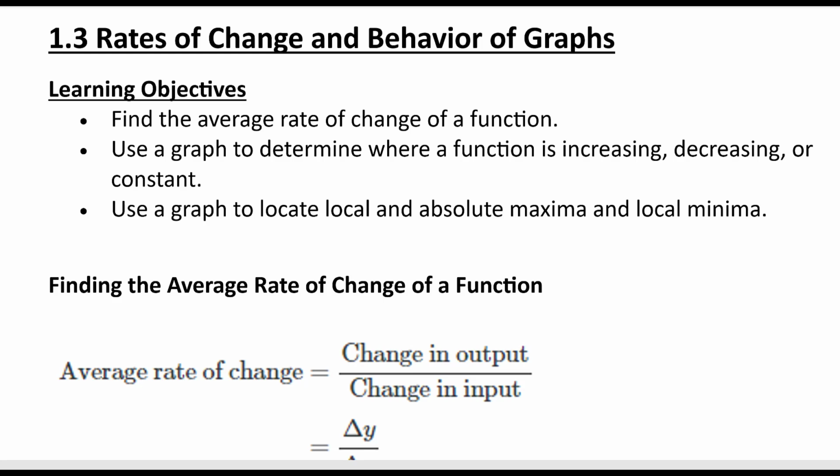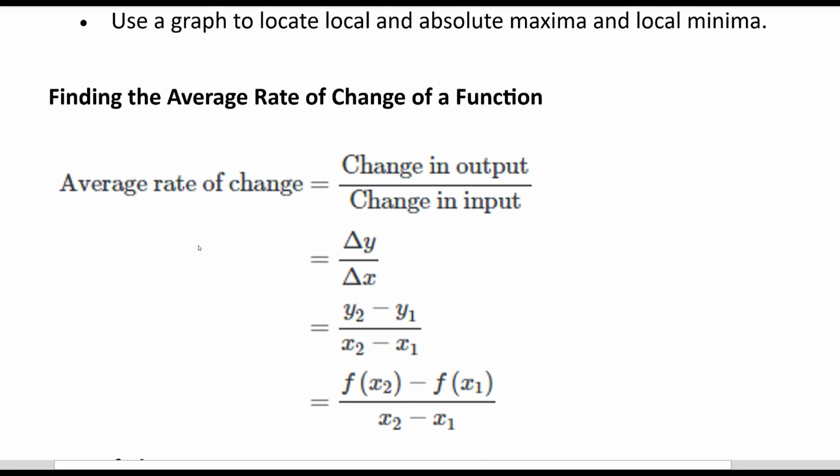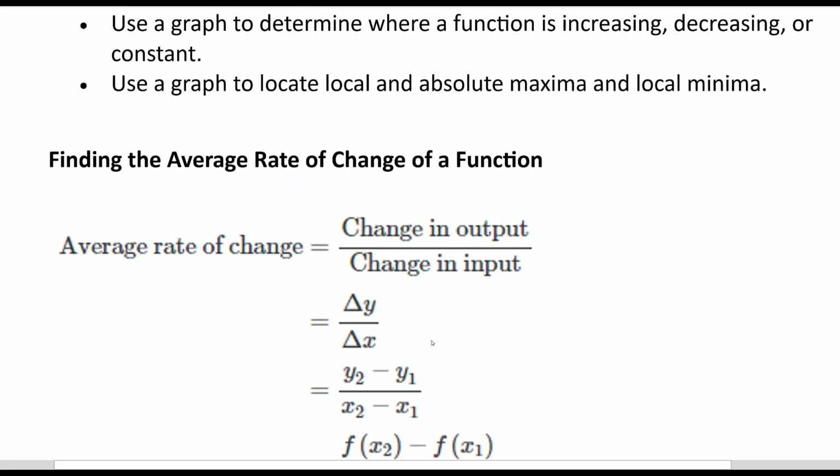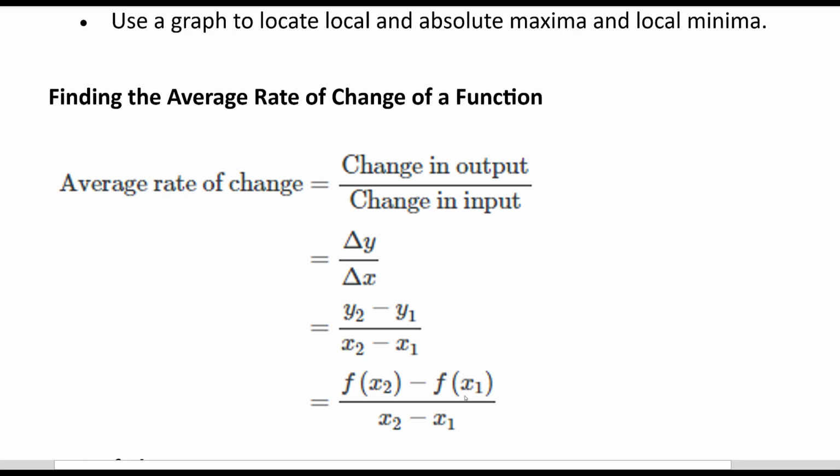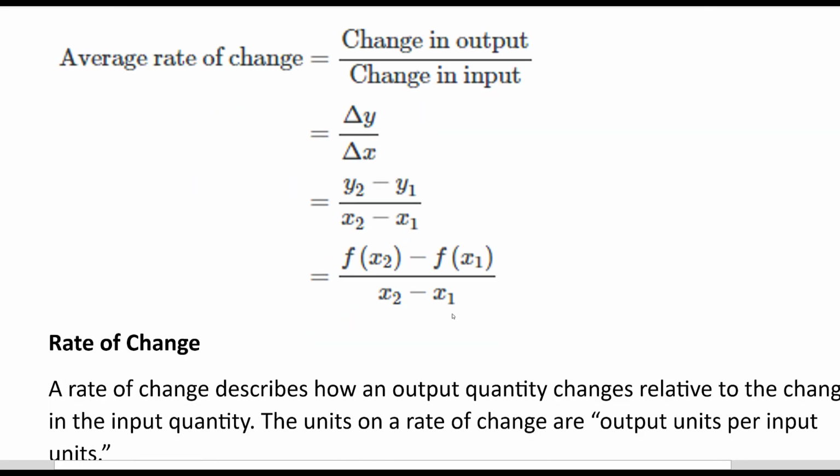So let's talk about the topic of this video, though. Those are the topics for the section. Finding the average rate of change of a function. So average rate of change is change of output over change of input. That's delta y over delta x. You hear people talk about the delta. The delta means the change. So y2 minus y1 over x2 minus x1, or f of x2 minus f of x1 over x2 minus x1.